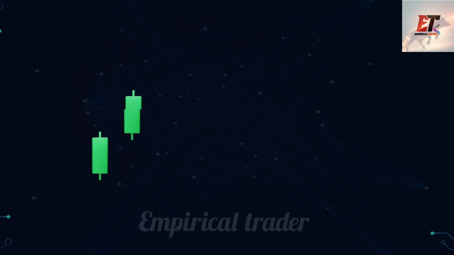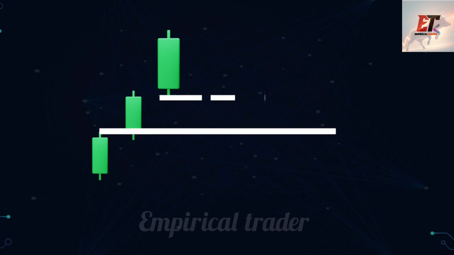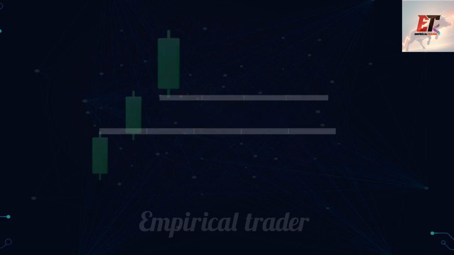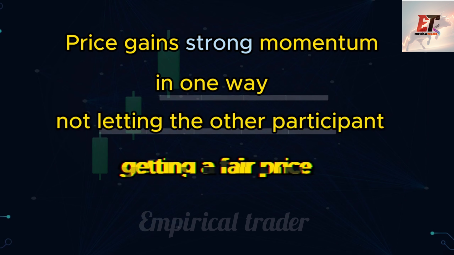The fair value gap is seen by a formation of 3 candles with increased momentum. It is formed by the first candle's wick, with the third candle's wick separated by the second candle's body. We can mark this zone using a rectangle, and this is our fair value gap. The reason this happens is price gaining strong momentum in one way, not letting the other market participants get a fair price to enter a trade.